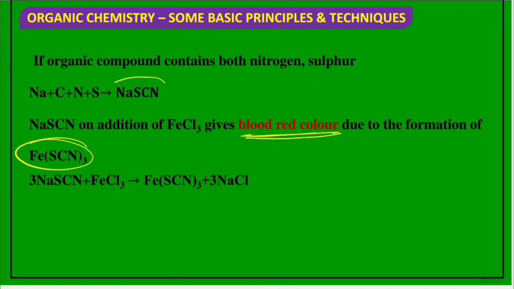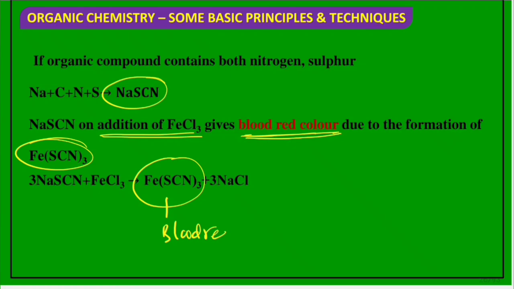The sodium fusion extract contains sodium thiocyanate. When treated with ferric chloride, it gives a blood red color, due to the formation of [Fe(SCN)]2+. What is the color of the solution? Blood red.